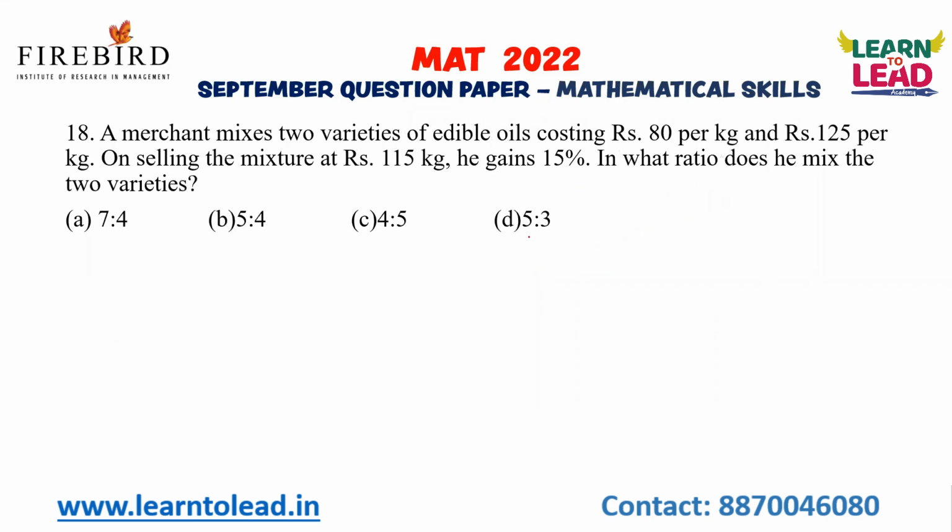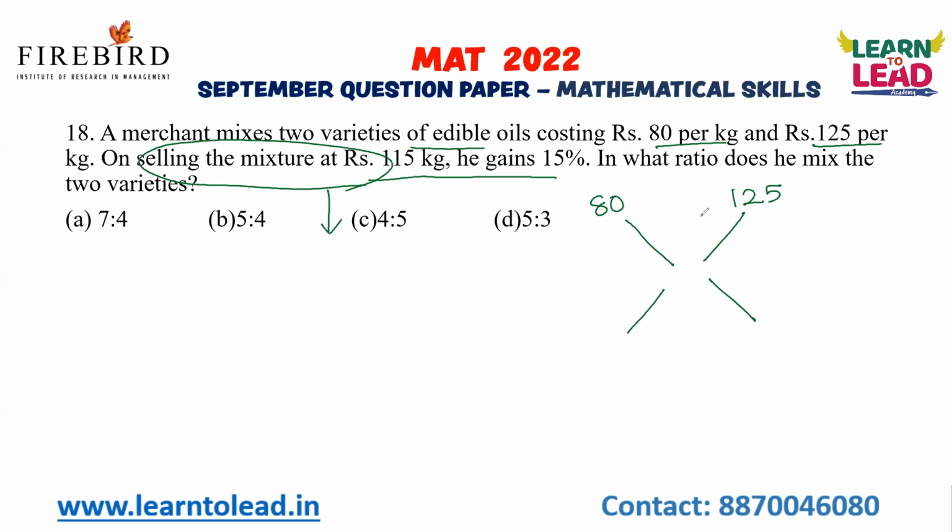A merchant mixes mixtures. If I see the term mixtures, then I'll come to know it is a question based on allegation and mixture. Now see here, there is a difference between the previous question and this question. The same X method you are going to follow. A merchant mixes two varieties of edible oil costing rupees 80 per kg and rupees 125 per kg. The lowest value, 80, you should enter here. The highest value, 125, you should enter here. On selling the mixture at 115, they have given the selling price of the mixture. So keep it in mind that in the middle you should always represent the cost price of the mixture.